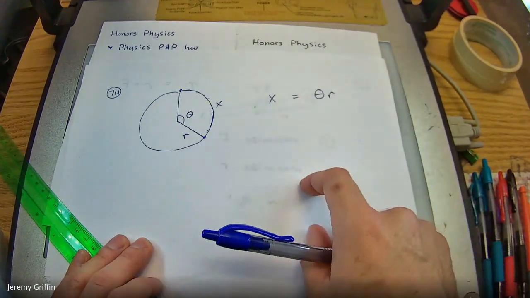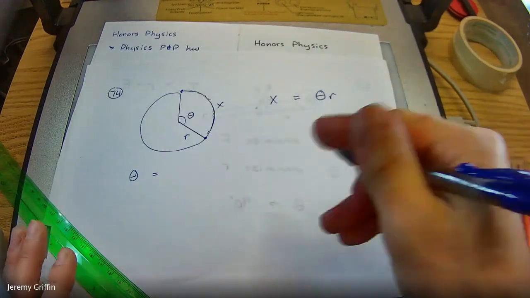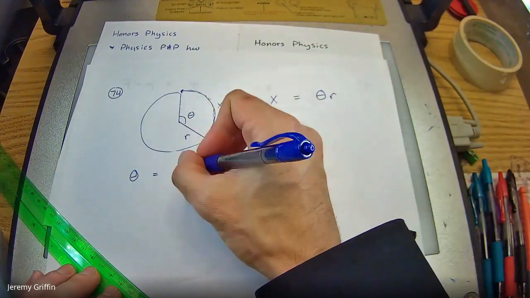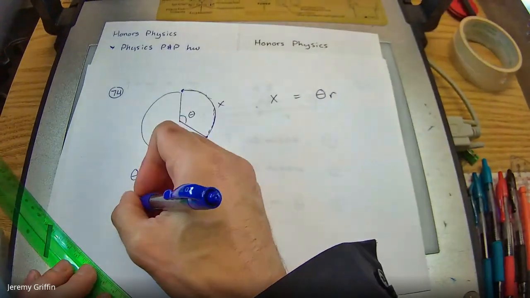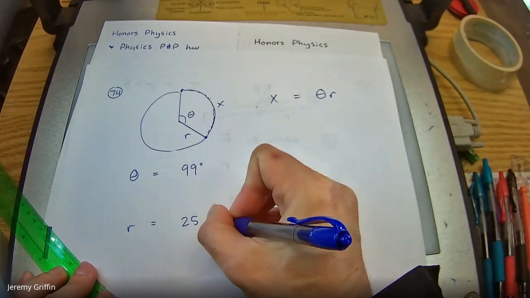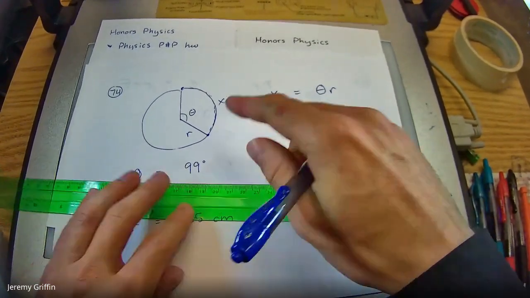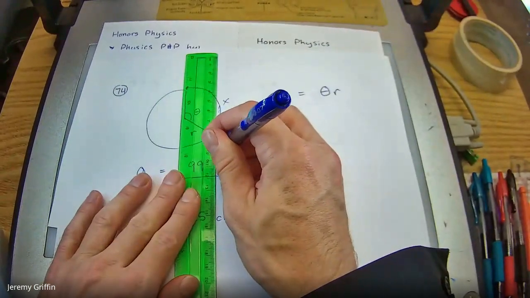Now, the problem is the book gave it to you in degrees. They said theta is so many degrees. I'll change the number. Let's say 99 degrees. It's a little bit different from the book. And let's take the r value and make it 25 centimeters, something like that. So we got to do conversion before you can actually start plugging and chugging. Otherwise, we'll get numbers that make no sense.